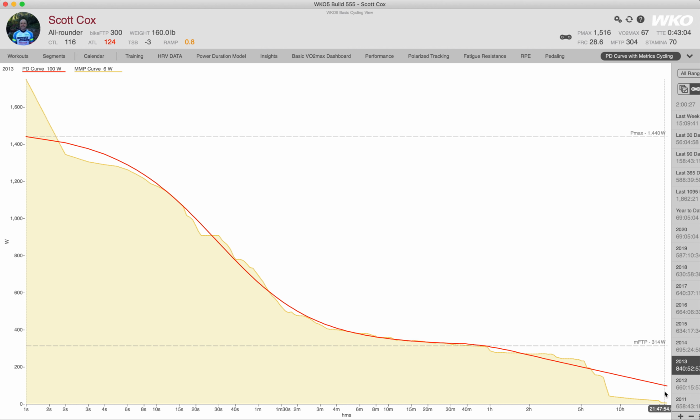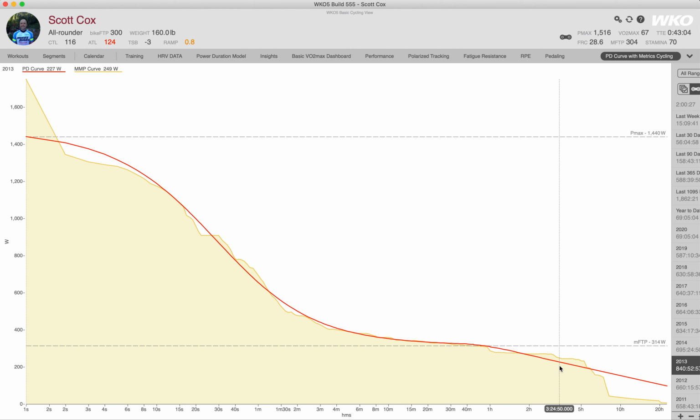Way out here at 20 hours, 20 plus, I didn't ride that long. There's people that do, but I sure didn't. I think my longest ride was probably 5 or 6 hours that year. I left my computer on, so it kept recording all night. So this is bad data here that I would want to clean up, and it's potentially pulling this red curve down. So if I were to delete all that, then I think my mean maximal power data that's above the red line would probably match the line much more closely.